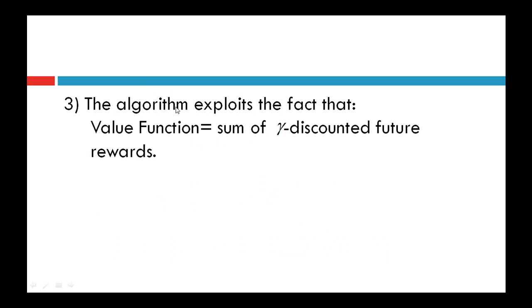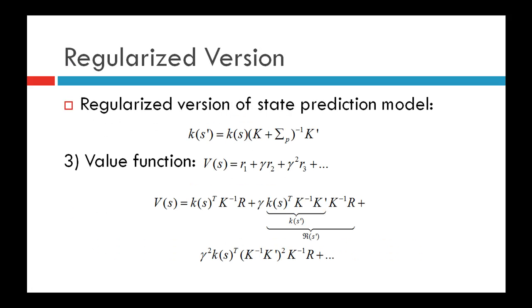And the third fact is that the algorithm expresses the fact that the value function is the sum of the gamma discounted future rewards. So the value function for state S is given as R1, that is the immediate reward when the agent makes a transition from state S to next state S prime, plus gamma times reward R2, that is the reward received when making a transition from S prime to the next state, S double prime, and likewise the future discounted rewards. So V of S is given as R1 plus gamma times R2 plus gamma square times R3, where future rewards are discounted by gamma.